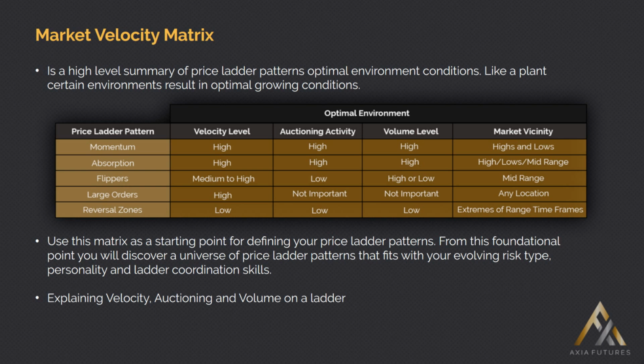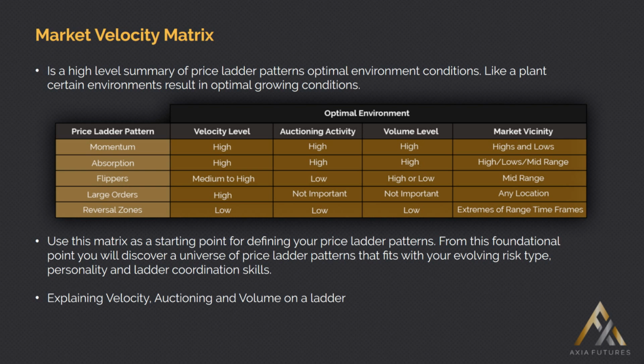So really important, if you know what type of optimal price ladder environment in relation to orders and auction activity will determine the type of price ladder patterns that will exist. You're not going to have a powerful momentum price ladder pattern when there is a low velocity environment. It's just like you're not going to have a bushman in the rainforest. You know, it's just not his environment. So important to understand this, and this summary of when these price ladder patterns are going to exist.